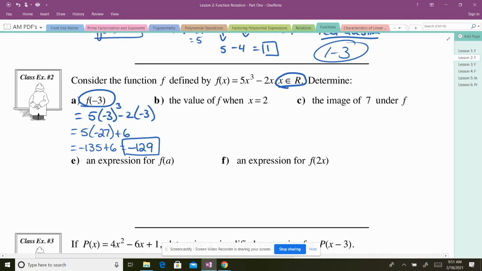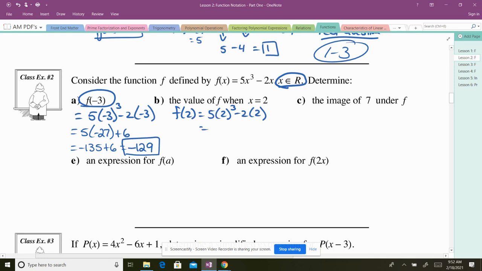All right, so it's the same idea, except you put it in for every x. Now, they can change up the wording on you. Value of f when x equals 2. What does that mean? You put a 2 in for every x. It means this, f of 2, right? That's all it means. So you do the exact same thing. 5 times 2 cubed minus 2 times 2.